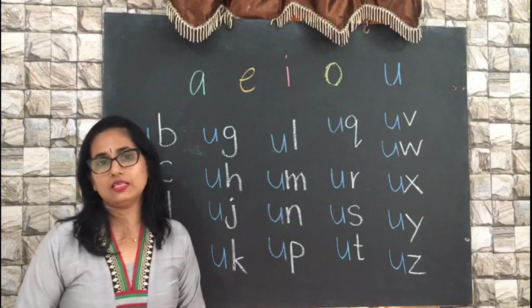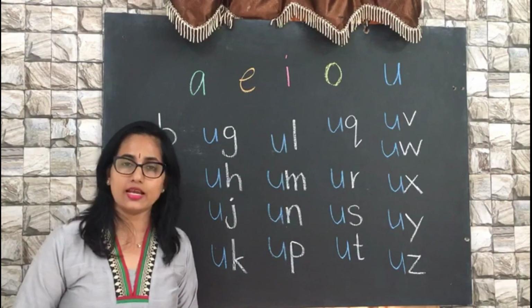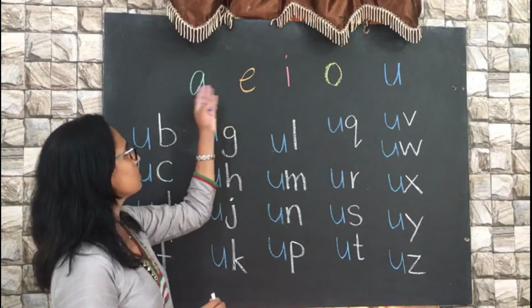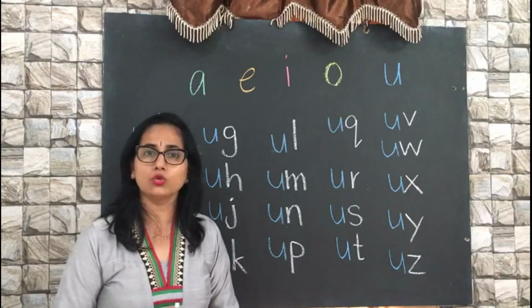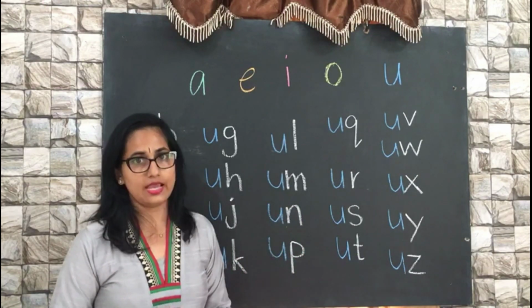Now the next level is introduction of sight words. Once your child is thorough in joining the sounds, the vowels along with the consonants, you can introduce sight words. That too, two-letter as well as three-letter sight words.